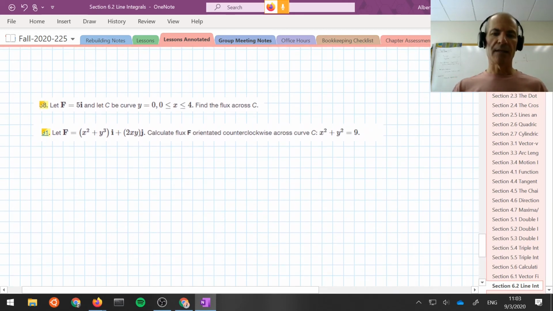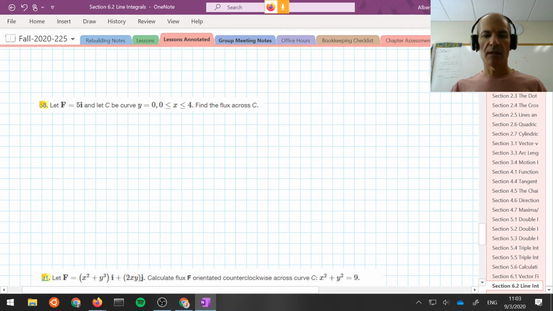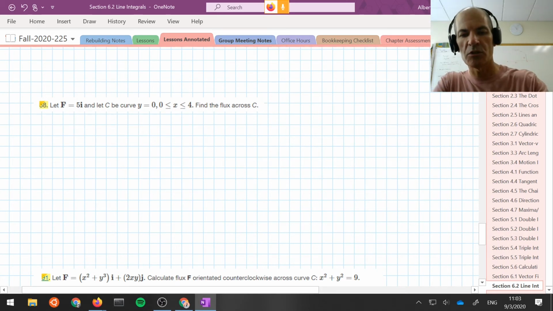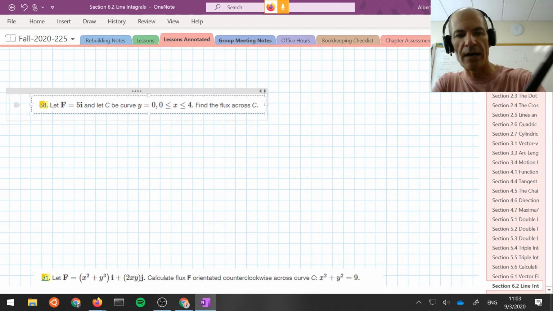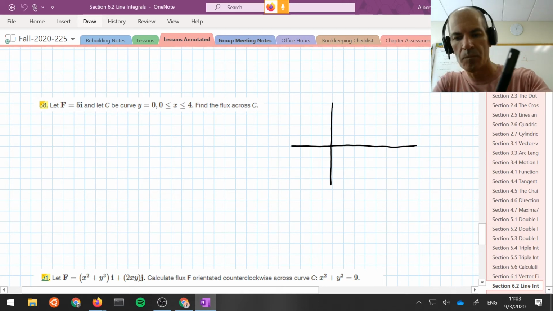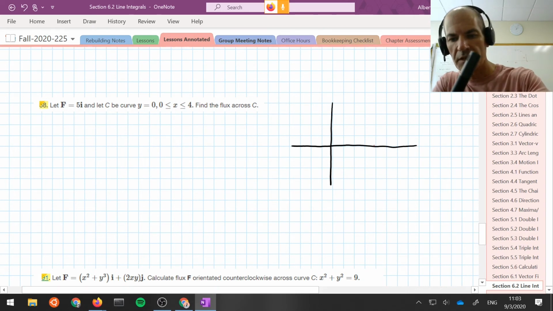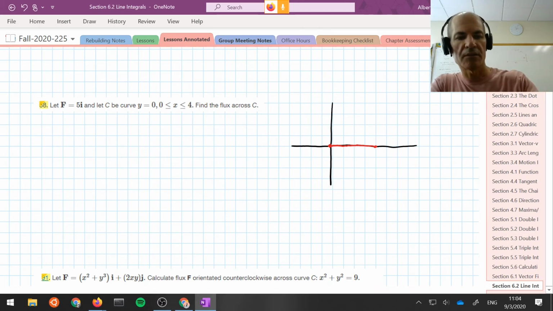Okay, let's do 88. Here we're asked to find the flux across the curve C. So that's dealing with the normal vector to the curve. What's the curve? The curve is just y equals 0 where x ranges from 0 to 4. So let's look at a graph of that first of all. So we're talking about just this piece of a line segment. And we need to parameterize it.